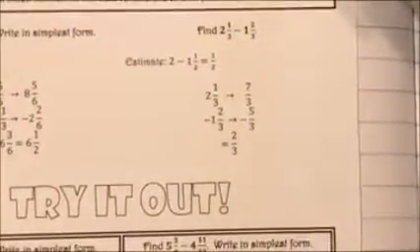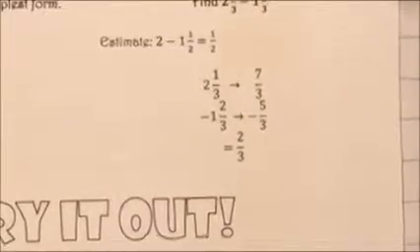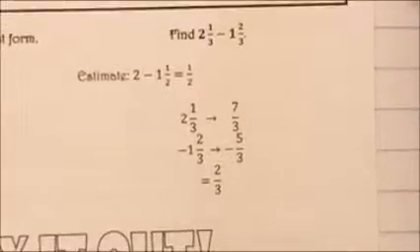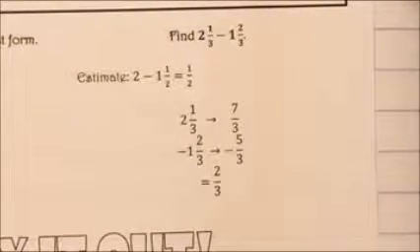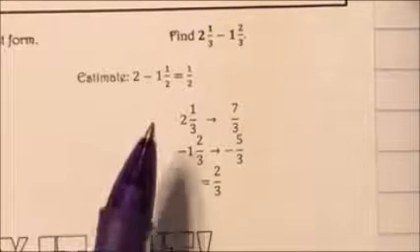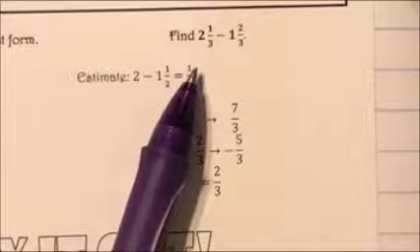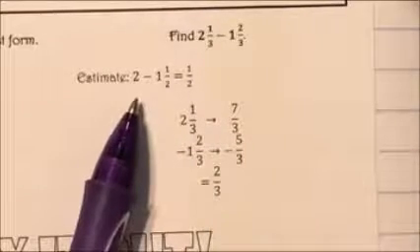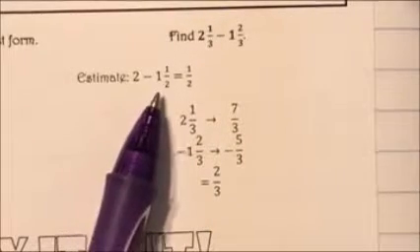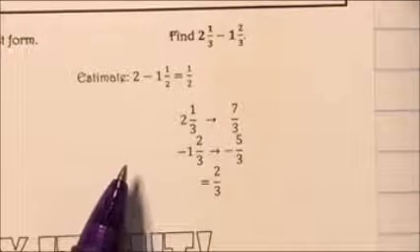Example number 2 says find 2 1/3 minus 1 2/3. Another way of doing this is actually changing them so that they are improper fractions. I can estimate, say 2 minus 1 1/2, which gives me close to 1/2.